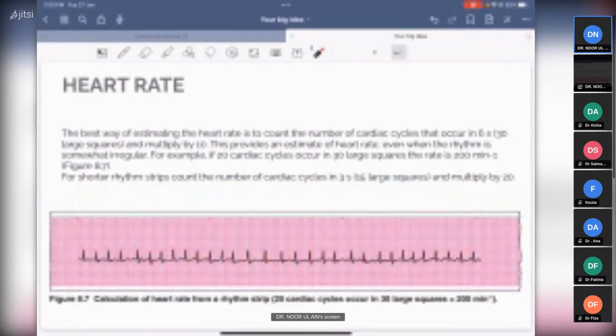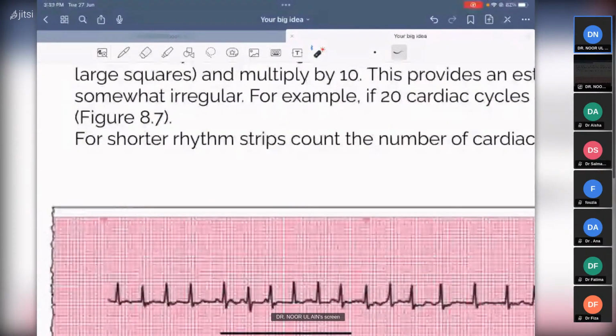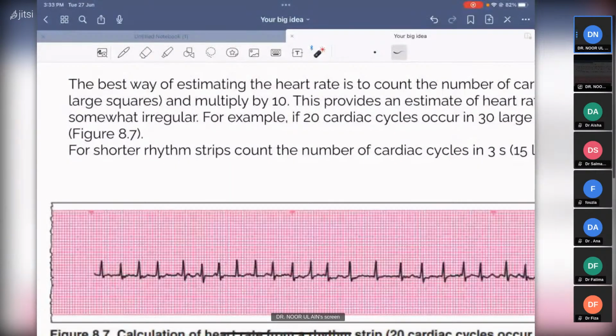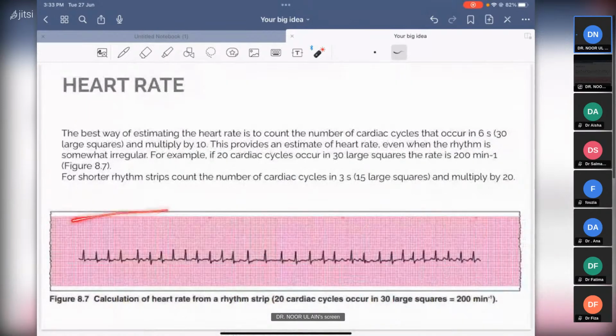Okay? Let's suppose my rhythm strip was small. I had half the size of it, only maybe 15 large squares. Okay? What will I do? I will count 1, 2, 3, 4, 5, 6, 7, 8, 9, 10, multiply by 20. That's my heart rate. But in the exam, your rhythm strip is going to be like this. You will have 30 large squares.